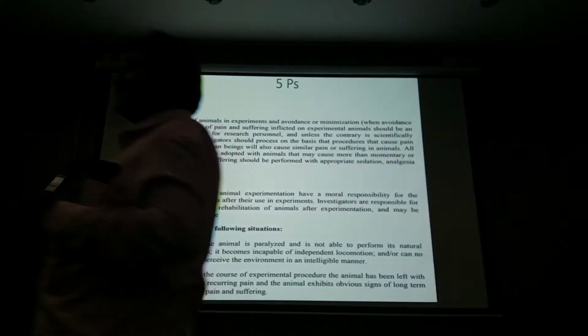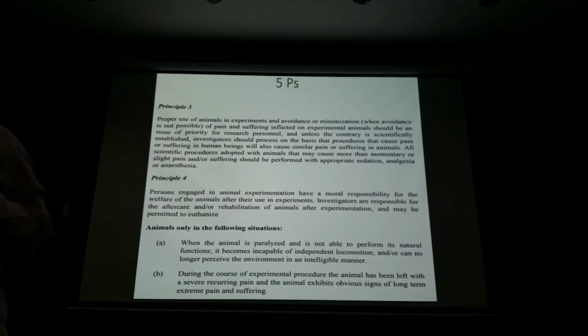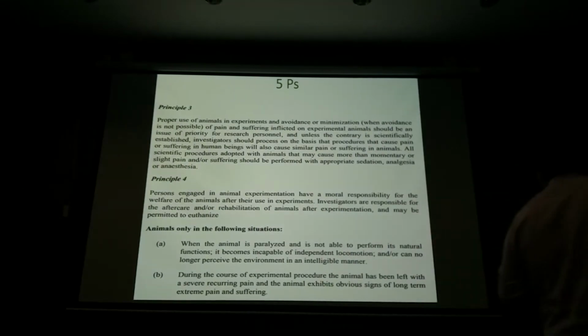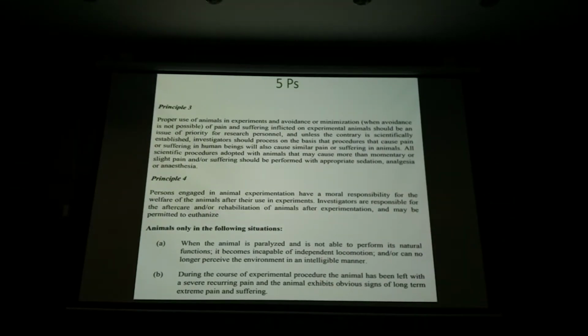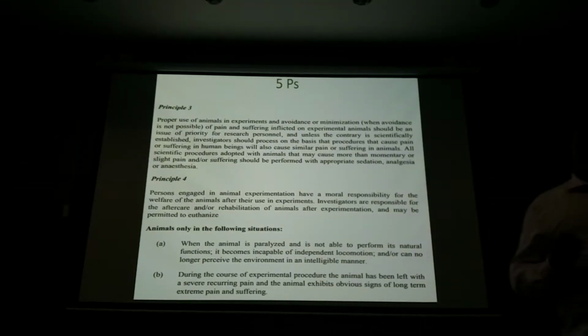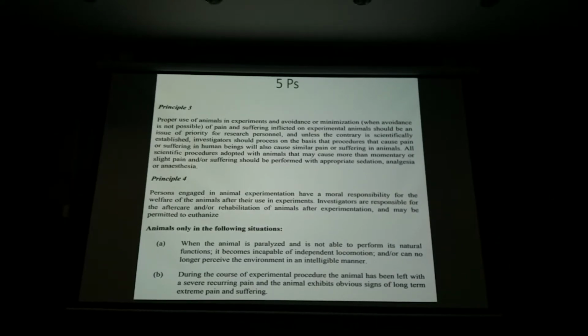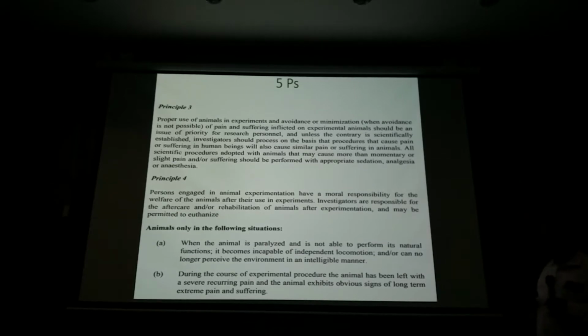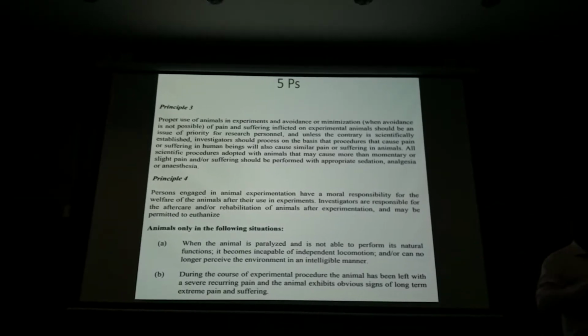So why am I telling this? Instead of maintaining that animal for another 10-15 years, where you also suffer and the animal will also suffer, try to utilize the maximum possible data collected from the animal and give it a goodbye. So animals can only be euthanized in these conditions: when the animal is paralyzed and is not able to perform its natural functions. If you collect the organs, then you are done with it.